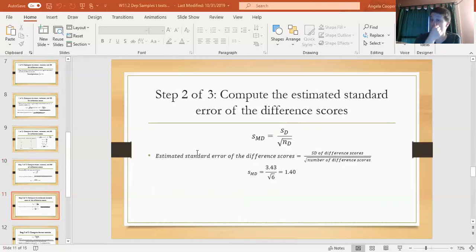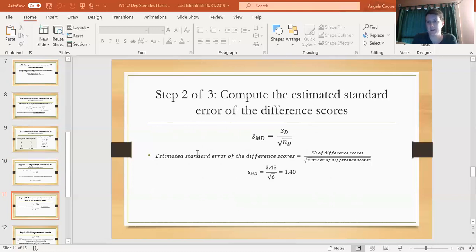All right, so now that we have that, we're going to compute the estimated standard error of the difference scores, that SMD. We take our 3.43, which was the standard deviation of the difference scores, and divide it by the square root of the number of difference scores, which was 6. And that gives us 1.40.